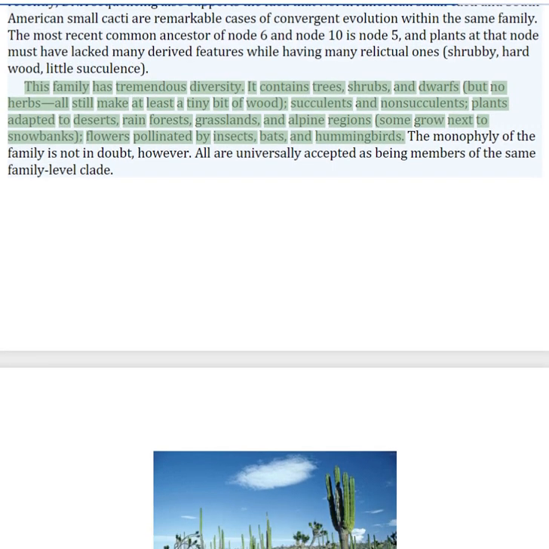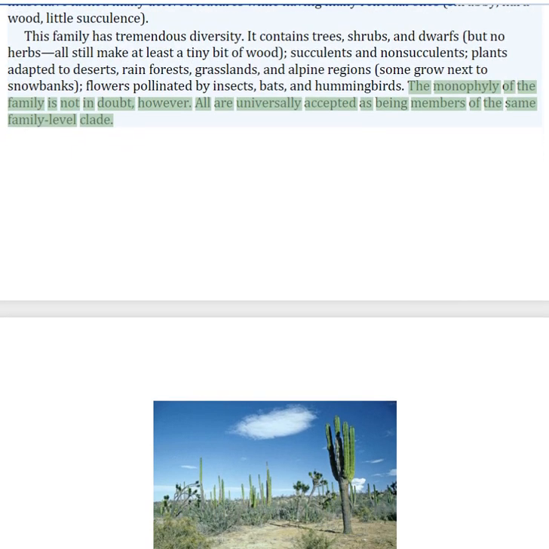This family has tremendous diversity. It contains trees, shrubs, and dwarfs, succulents and non-succulents, plants adapted to deserts, rainforests, grasslands, and alpine regions, flowers pollinated by insects, bats, and hummingbirds. The monophyly of the family is not in doubt, however. All are universally accepted as being members of the same family-level clade.